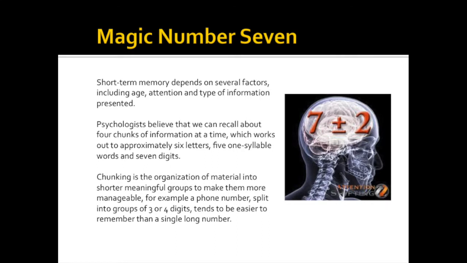Psychologists now believe that we can recall about 4 chunks of information at a time, which works out to approximately 6 letters, 5 one-syllable words, and 7 digits. Nonetheless, our conscious mind, that is short-term memory or present moment consciousness, is limited in its capacity to hold information, either from the internal world of our thoughts or from the external world.